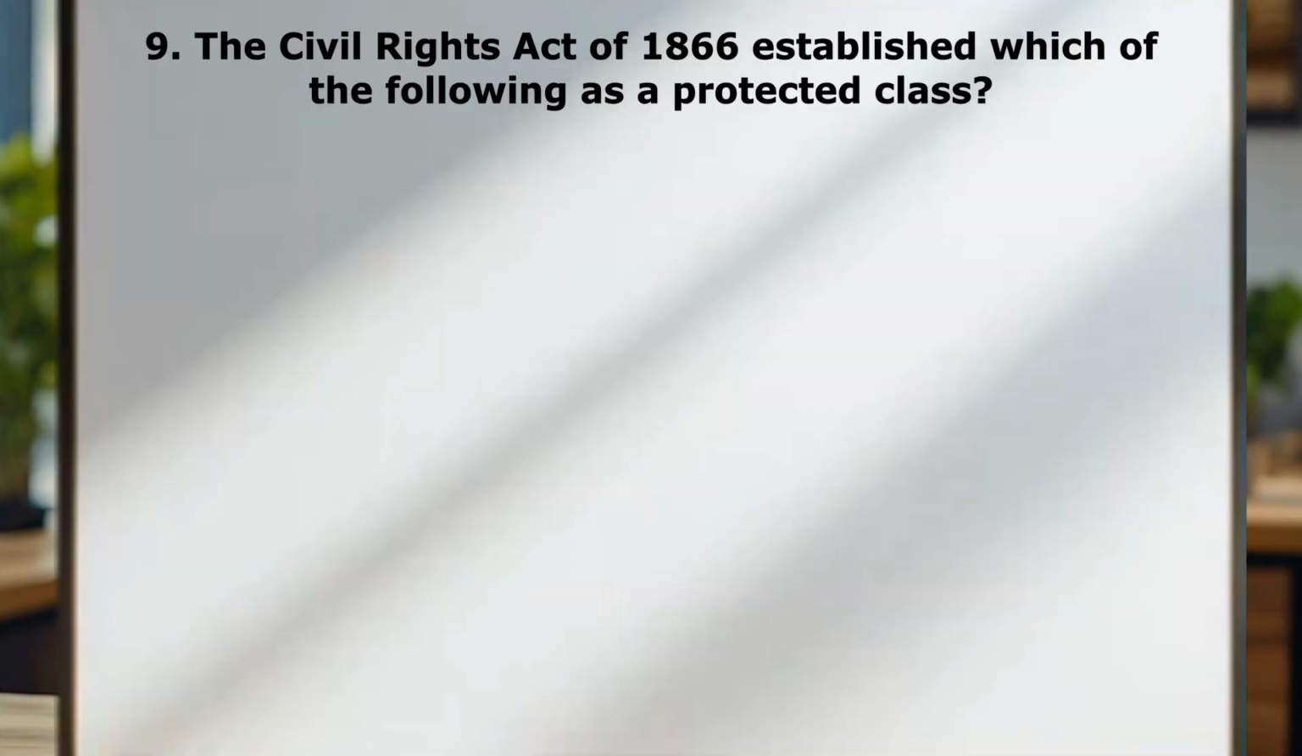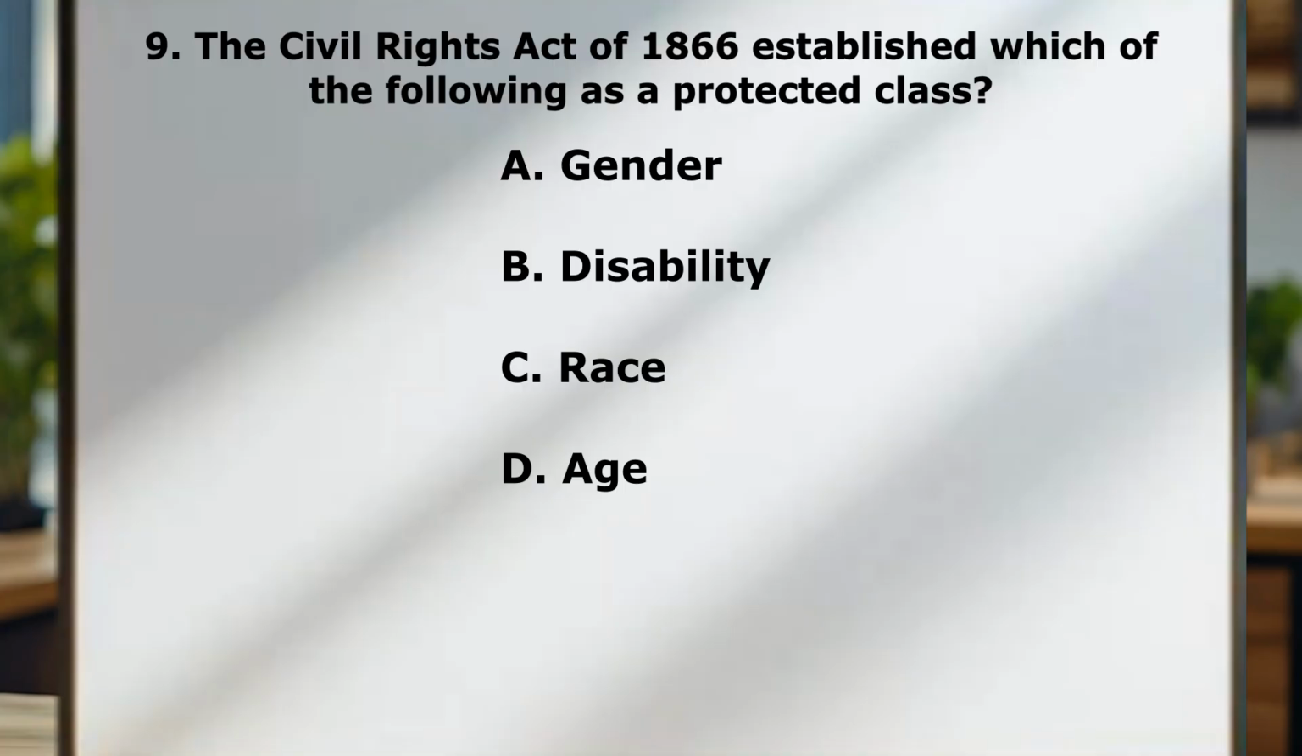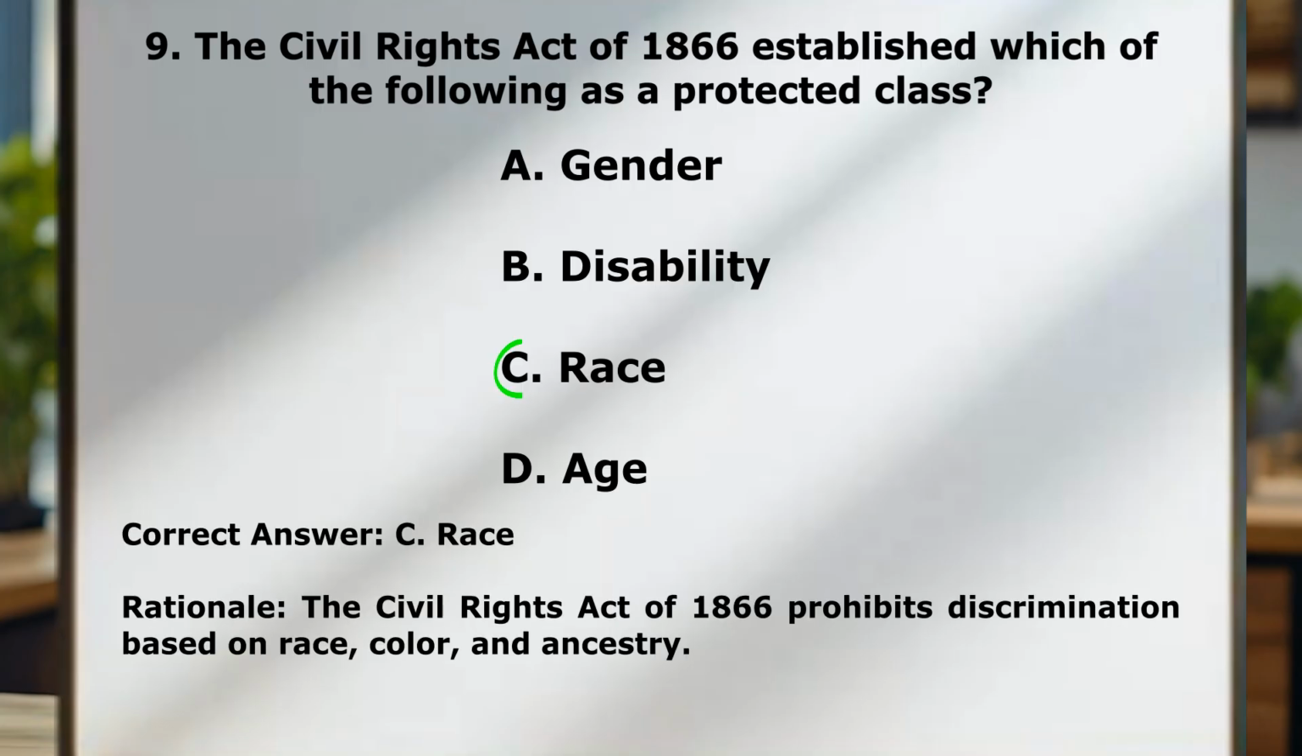Speaking of acts, question number 9. The Civil Rights Act of 1866 established which of the following as a protected class? A. Gender. B. Disability. C. Race. D. Age. Correct answer here is C, Race. The Civil Rights Act of 1866 prohibits discrimination based on race, color, and ancestry.